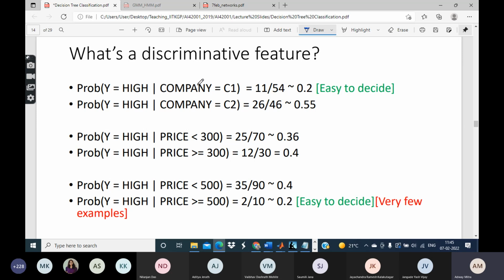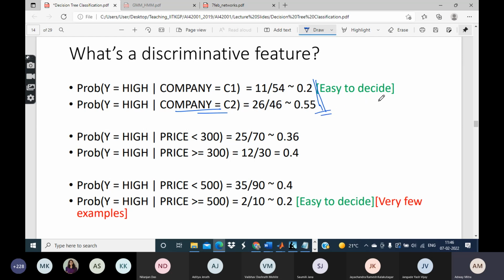For the company feature, there are 2 possible values, C1 and C2. If the company is C1, what's the probability of high rating? Very low, 0.2. If the company is C2, what's the probability of high ratings? Quite high, 0.55. So if we choose company as a feature, it becomes relatively easy to decide.